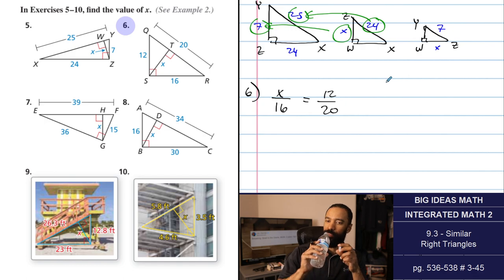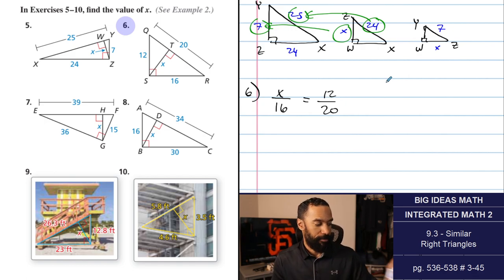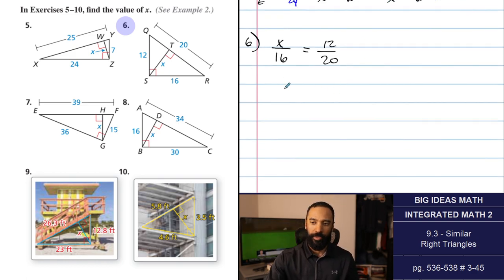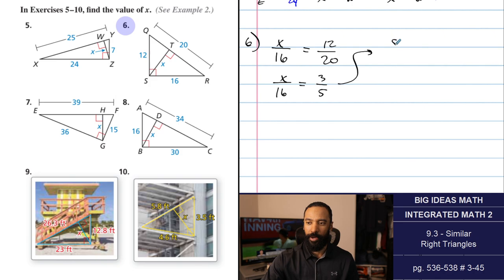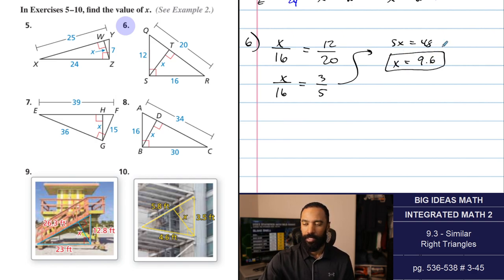There's more than one I could have used. I'm not positive, but there's probably more than one I could have used there. And there's my setup. You know, 12 over 20 can reduce. Why not? I don't want bigger numbers if I can avoid it. Let's cross multiply, and we get 5x equals 48. Divide both sides by 5. We get x is, I can do that in my head, 9.6, I believe.